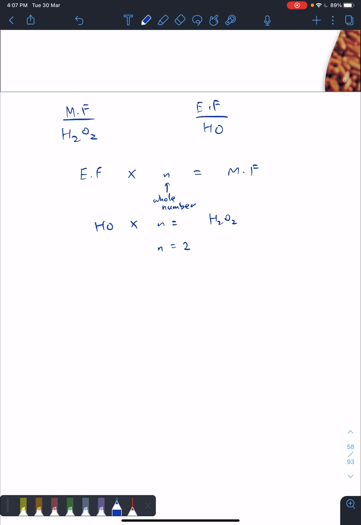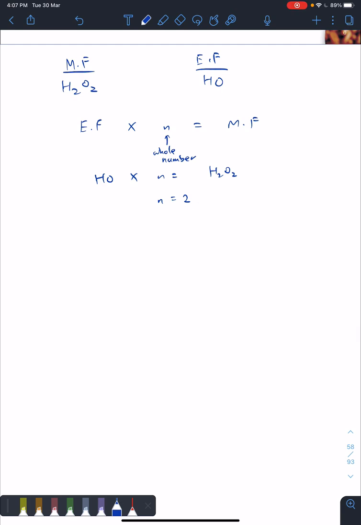But do questions normally give you in this manner? Unfortunately, that's not the case. Usually you will have already found the empirical formula. Then the question will say this: given that the molar mass of this thing is 34 gram per mole, determine the molecular formula. This is a very common way of asking. So how do you do so? Let's take a look.